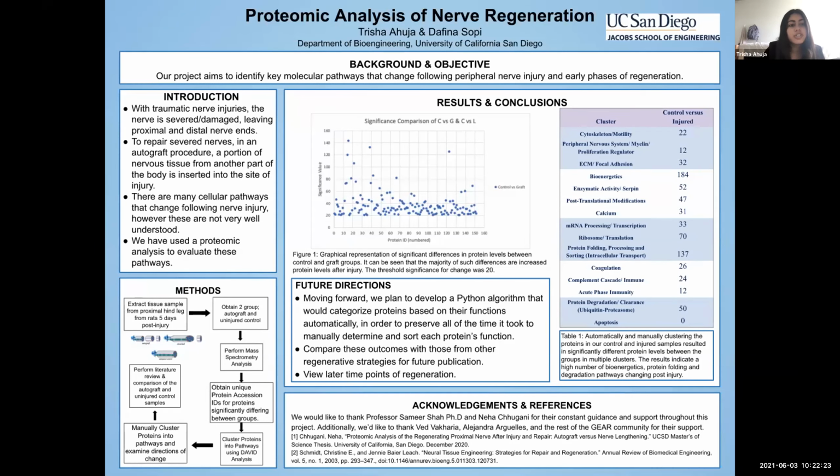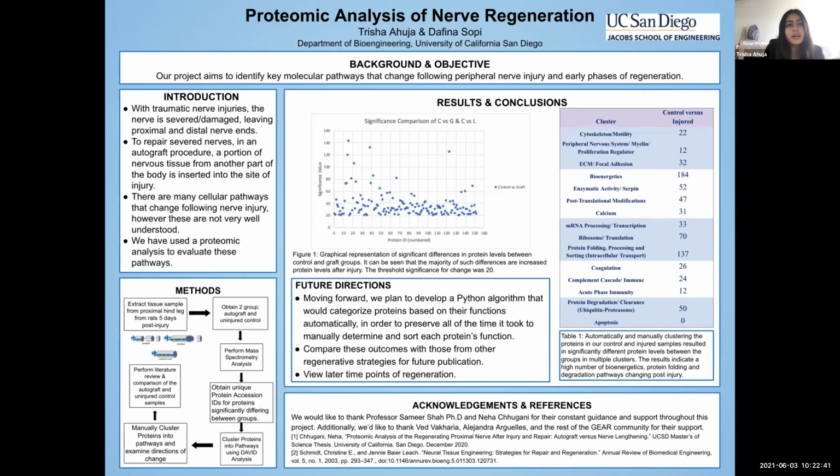So, for a little introduction, with the traumatic nerve injury, a nerve is severed into two pieces, and that leaves a proximal end that's still connected to the central nervous system, so like the brain and spinal cord, and then a distal end, which is completely cut off from the central nervous system.